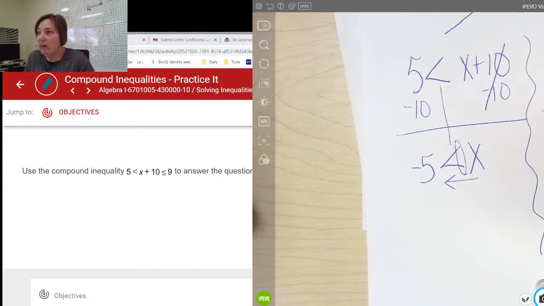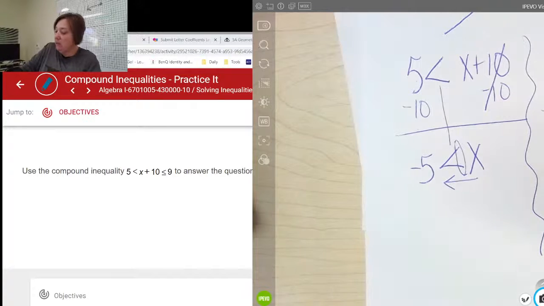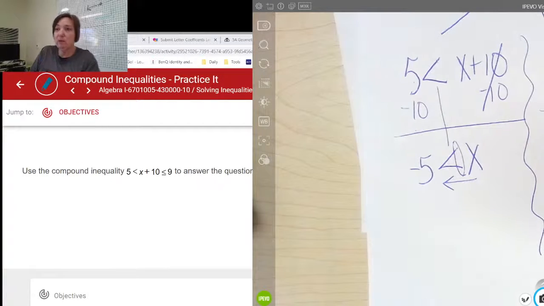Can negative 5 be the answer? Can negative 2 be the answer? Is negative 2 in the shaded area? Yes, then it can be the answer. Can negative 1 be the answer? Yes. Can negative 8 be the answer? No. So the answer has to be within this range right here. Y'all see how that works?